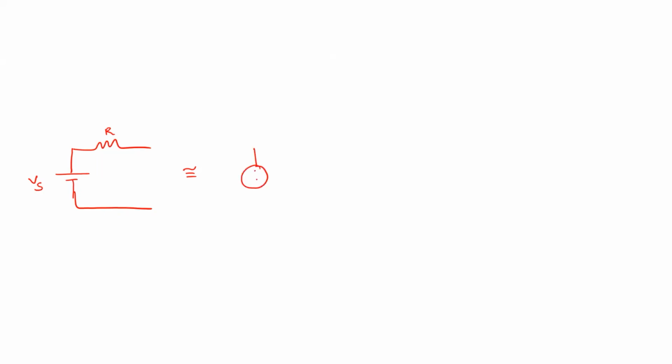So this will be its equivalent practical current source. We have a resistor in parallel with it. Now the question is, what is the value of this current source? It is Vs by R. And what is this resistor value? Simply R.